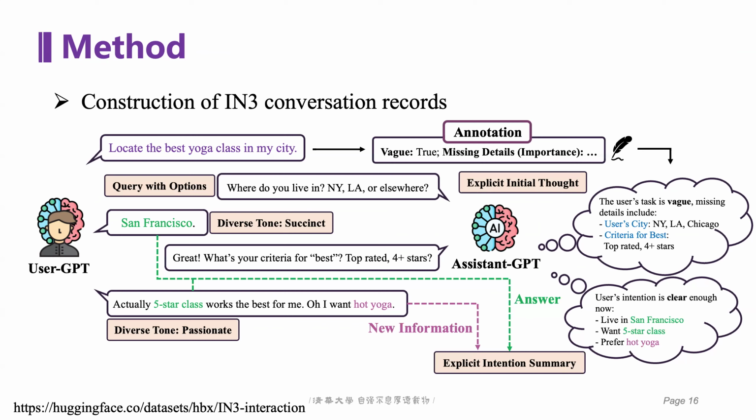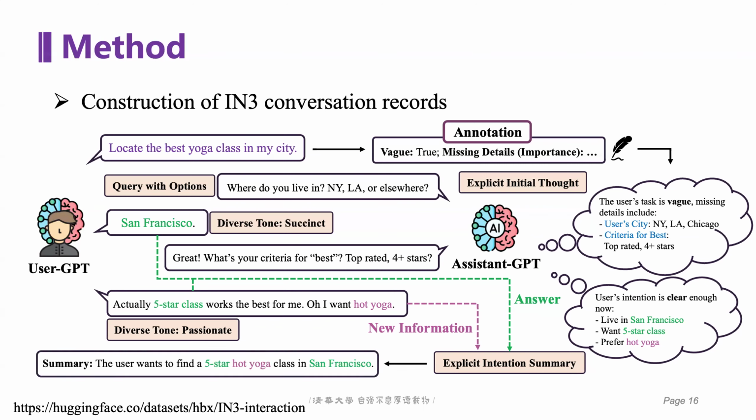So besides the two answers for each query, where does the user live and the criteria for the best, the user also provides some new information about what type of class the user actually wants. So this new information should also be summarized explicitly in the intention summary, and this will finally yield a summary like: the user wants to find a five-star hot yoga class in San Francisco. So this is the final task version that the user actually wants, and we can see this is much clearer than the initial version.